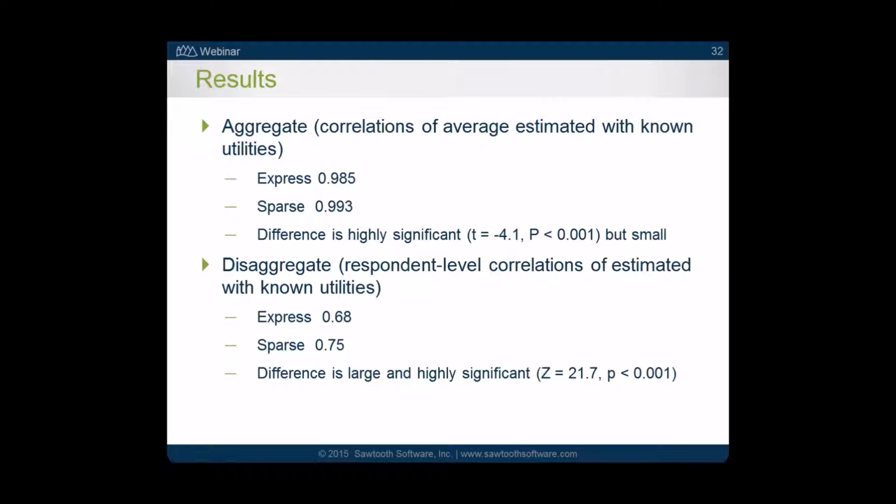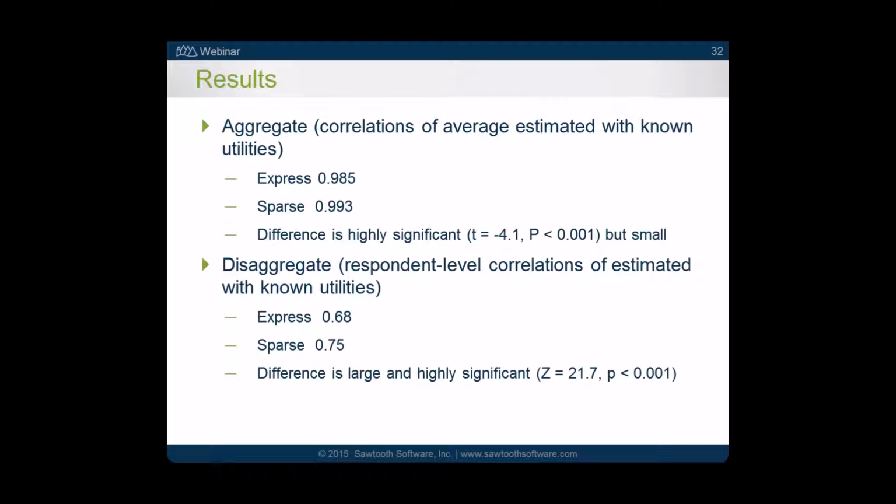When I looked at respondent level utilities and correlated the utilities that these two methods came up with versus the known utilities that I already had from my respondents, because I knew them, they were an input into my study, here I find a much larger difference. Express MaxDiff came back with a 0.68 correlation between known and estimated utilities, and Sparse was much better off at 0.75. And so here we've got a difference that's highly significant and also large enough to matter.